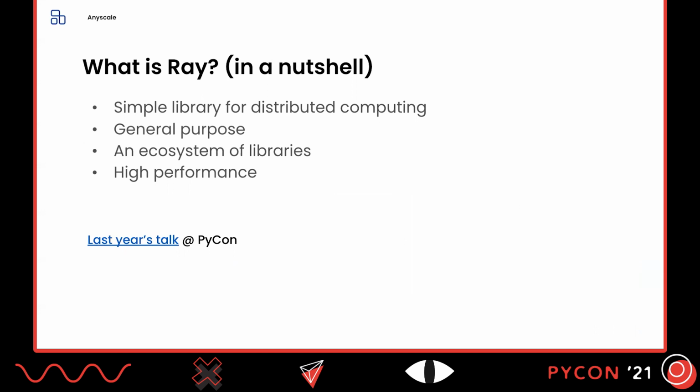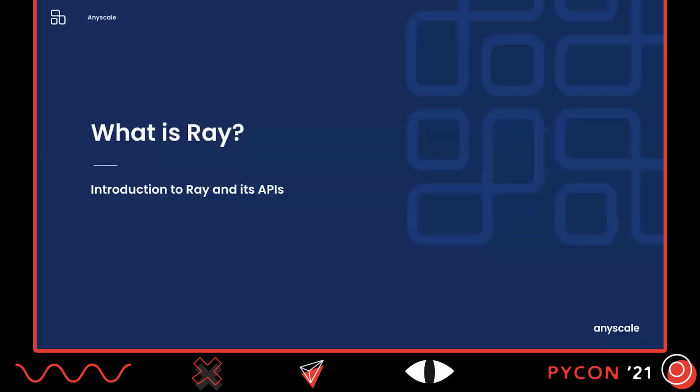Let me briefly introduce what Ray is. Ray is a simple library for distributed computing. It's also general purpose, which is why we'd like to use it as a solution. It also has a great ecosystem of libraries which enable all the workloads that we just described, and it's written in a very high performance way. If you're interested in deeper details about Ray, you can also check out last year's PyCon talk. But I'm also going to introduce more about Ray in this talk. Okay, then let's learn a little bit more about what Ray is about.